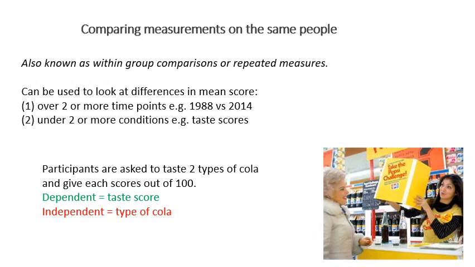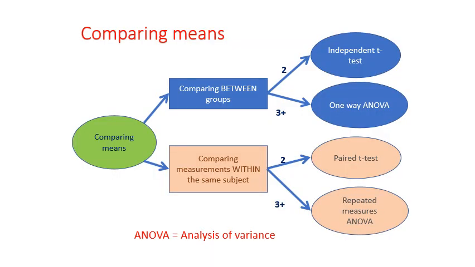So when comparing repeated measures of the same people, this could be the same variable at different time points or under different conditions. So for example, that's the one I told you already, if you are going to be asked to rate two types of cola, they try both and give each a score. So the same person scores both drinks. Repeated measures comparisons are sometimes referred to as within group comparisons, whereas comparisons of independent groups can also be called between group comparisons. And that is the analysis of variance.